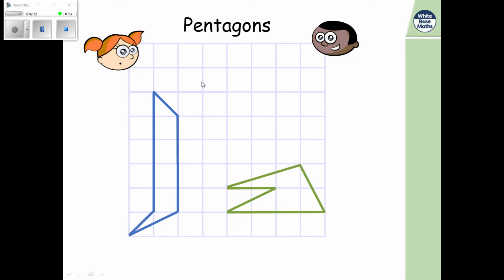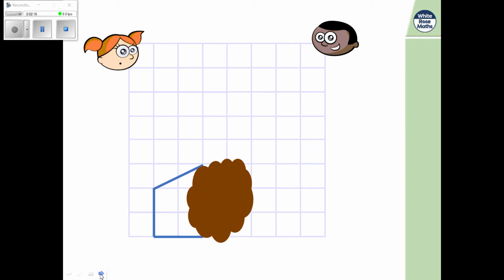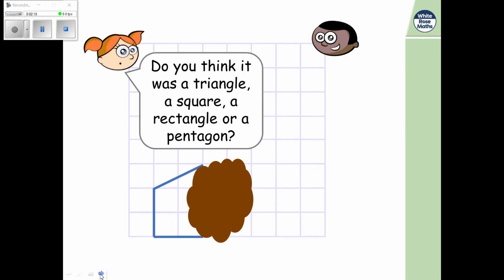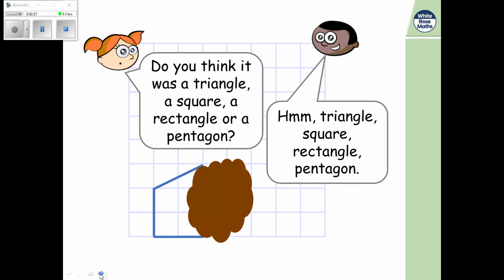There we go. So let's check now. 1, 2, 3, 4, 5-sided shape. Oh, do you think it was a triangle, a square, a rectangle, or a pentagon they have drawn there? Triangle, square, rectangle, pentagon. Have a little think. What do you think they have drawn?